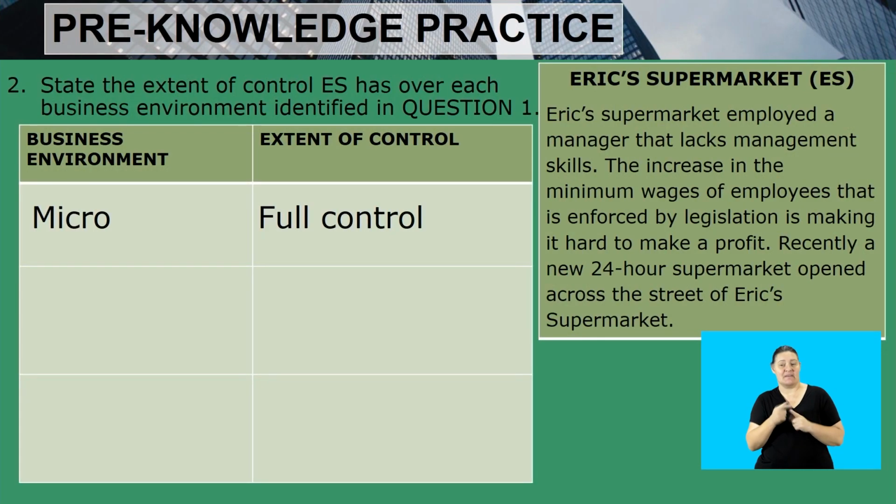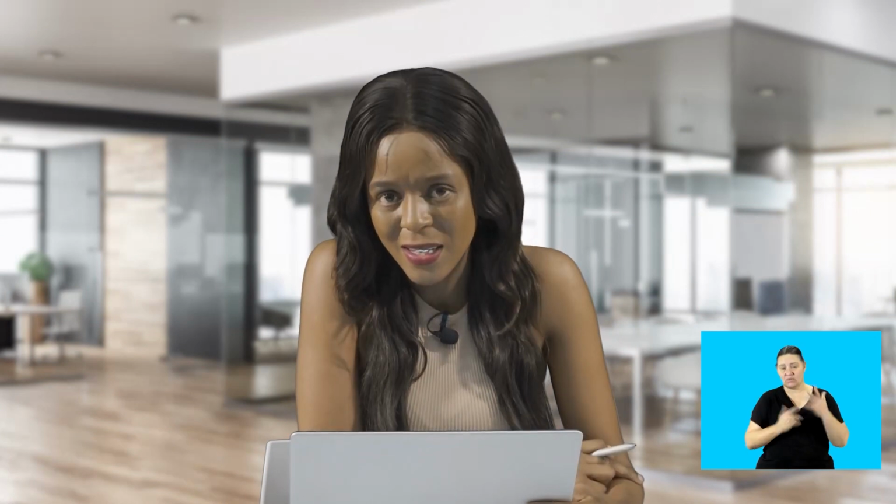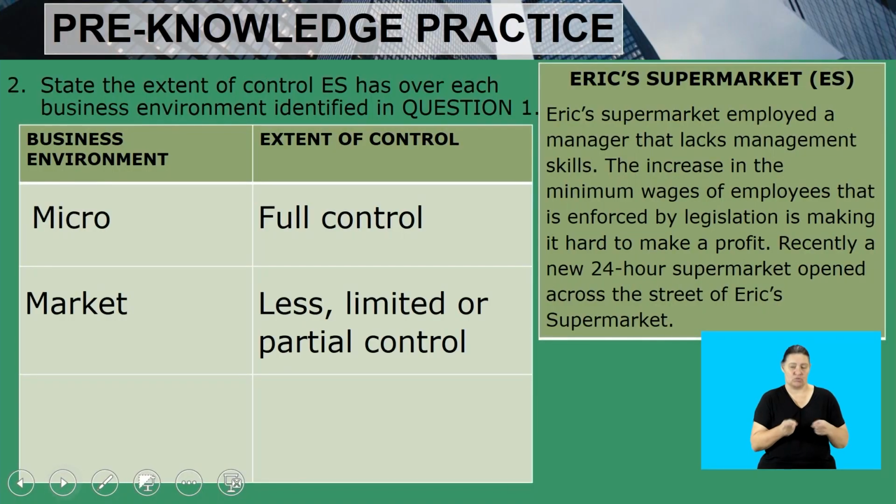Then the second business environment will be the market environment, whereby the business has less or limited or partial control. Reason being, it's not inside the business, but it's immediately outside the business. So as the business, we are able to influence some of the components in this environment. So that's the reason we say market has less or limited or partial control. Then we move on to the last business environment, which is our macro environment. In that environment, we have no control as a business.